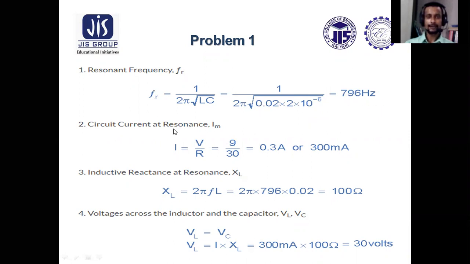Now, circuit current at resonance. What is the current at resonance? At resonance, Z equals what? R. So circuit current equals V by Z. But as at resonance Z equals R, Z can be replaced by R. R is given as 30 ohm. So this will give us 300 milliampere. Inductive reactance is 2 pi FL. Now this should be FR.